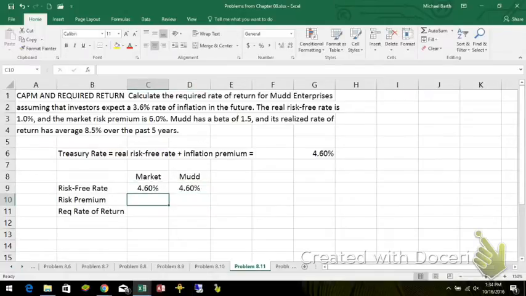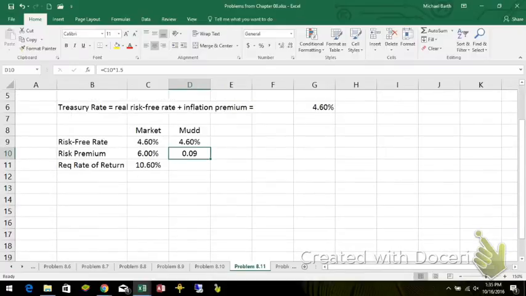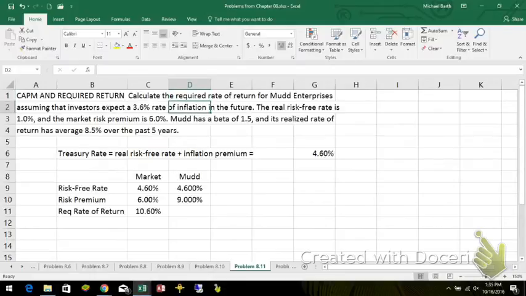And I'm told that the market risk premium is 6%. So the risk premium for the stock market is 6%. So the required rate of return for the entire stock market would be 10.6. Mudd has a beta of 1.5, so it's going to have a 9% risk premium. And all I have to do is add those together.